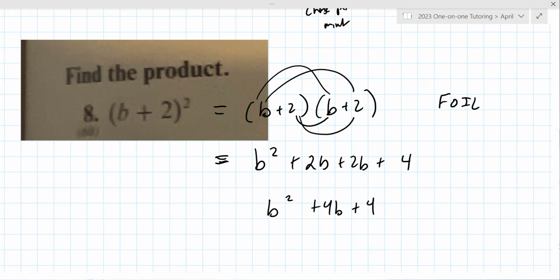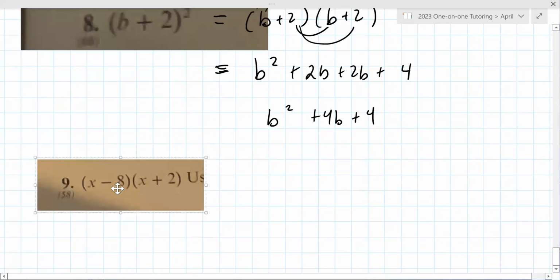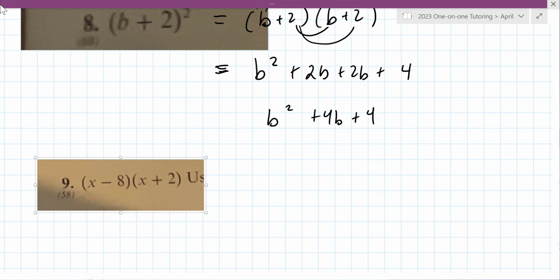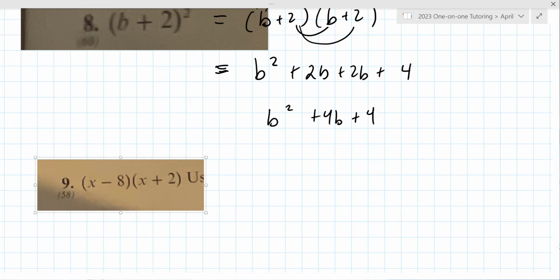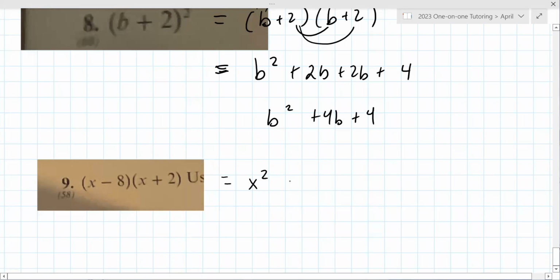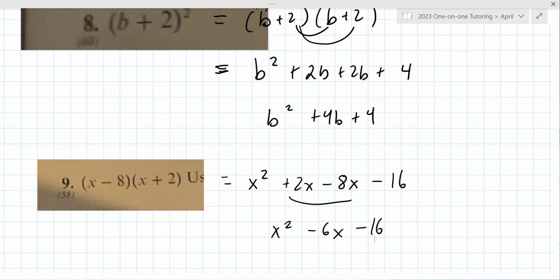All right, so if you want to try 9 real quick, I can check your answer. 6 minus 8 is 2. First. Outer. Inner. And last. Yeah, so I got x squared plus 2x minus 8x, negative 8x plus negative 16. Good. These become x squared minus 6x minus 16. All right, so we do unfortunately have to stop here.